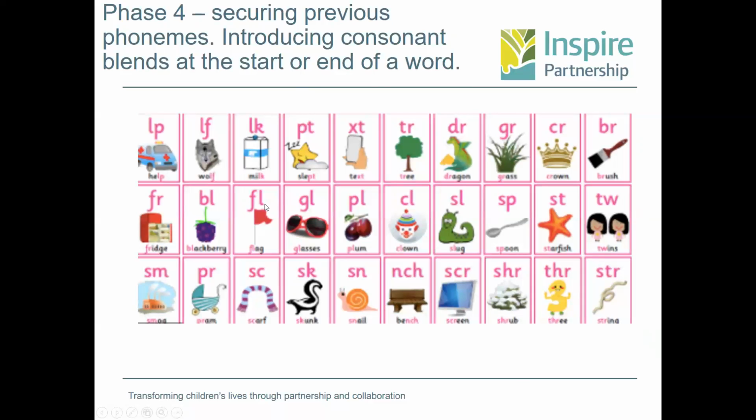Phase 4 introduces consonant blends, either at the start or the end of a word. There are no new phonemes taught, but the phase 2 and phase 3 phonemes are consolidated within words. These are phase 4 blends, and I'll just go through them. So an l and a p together would be lp, coming at the end of the word.